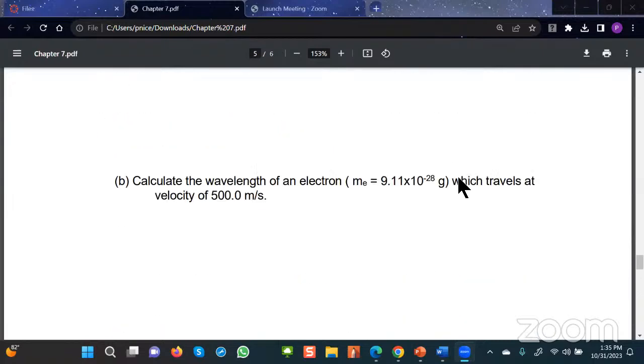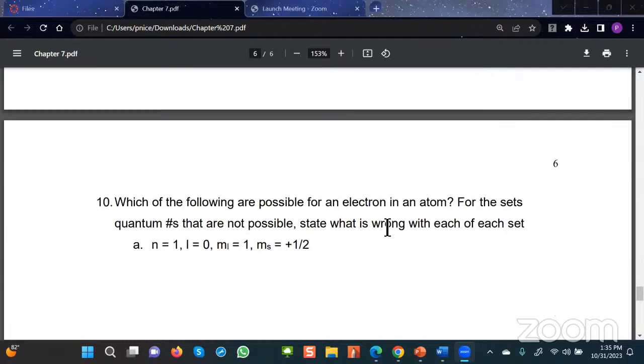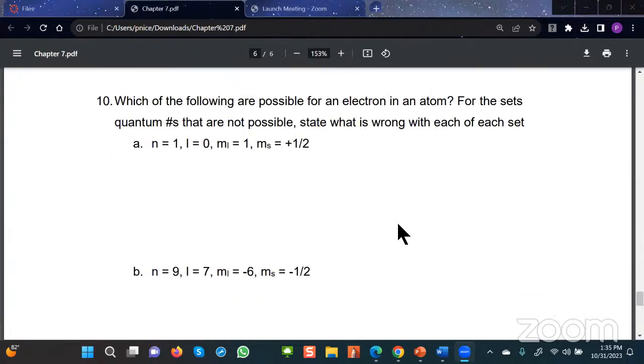Let me scroll down. So if you understood what I just did, you should be able to do the B part, so I'm going to leave you to do that part. Let me scroll down to, okay, so this is what I want to get to. This is based on what we just discussed with respect to the quantum numbers and the rules, right? So let me just remind you of the rules. Let me put a little notation over here.